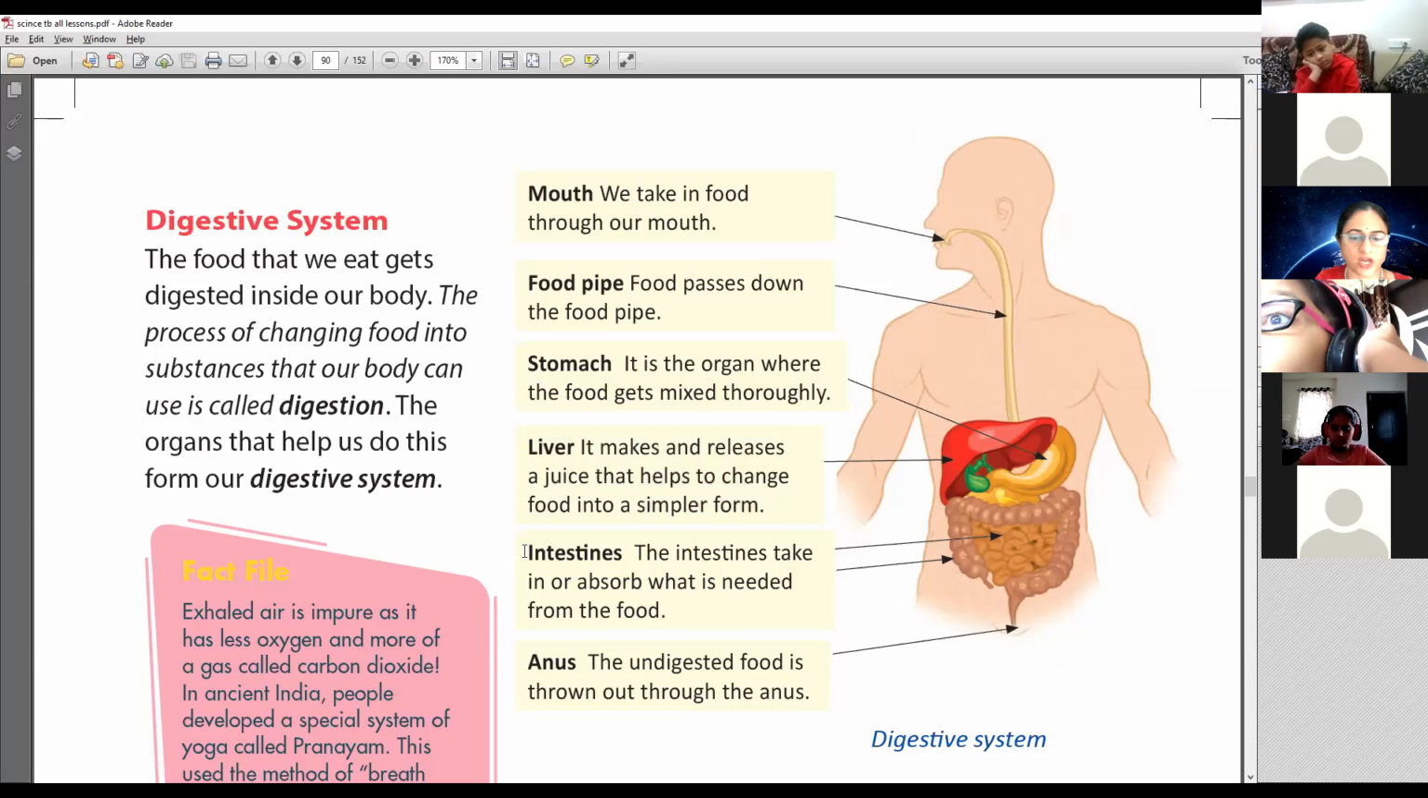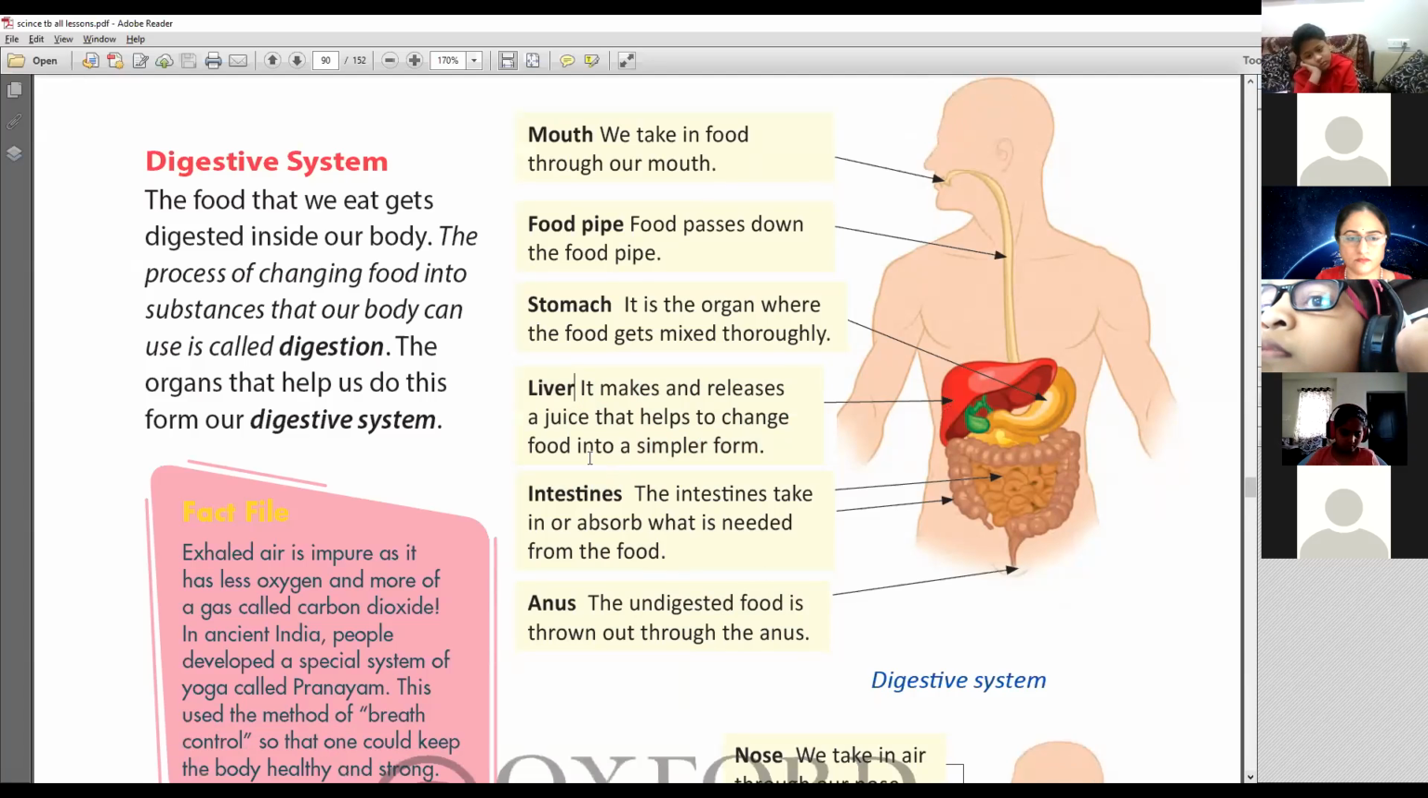Deepta, read about intestines and anus. Okay, ma'am. Intestines. The intestines take in or absorb what is needed from the food. Anus. The undigested food is thrown out through the anus.